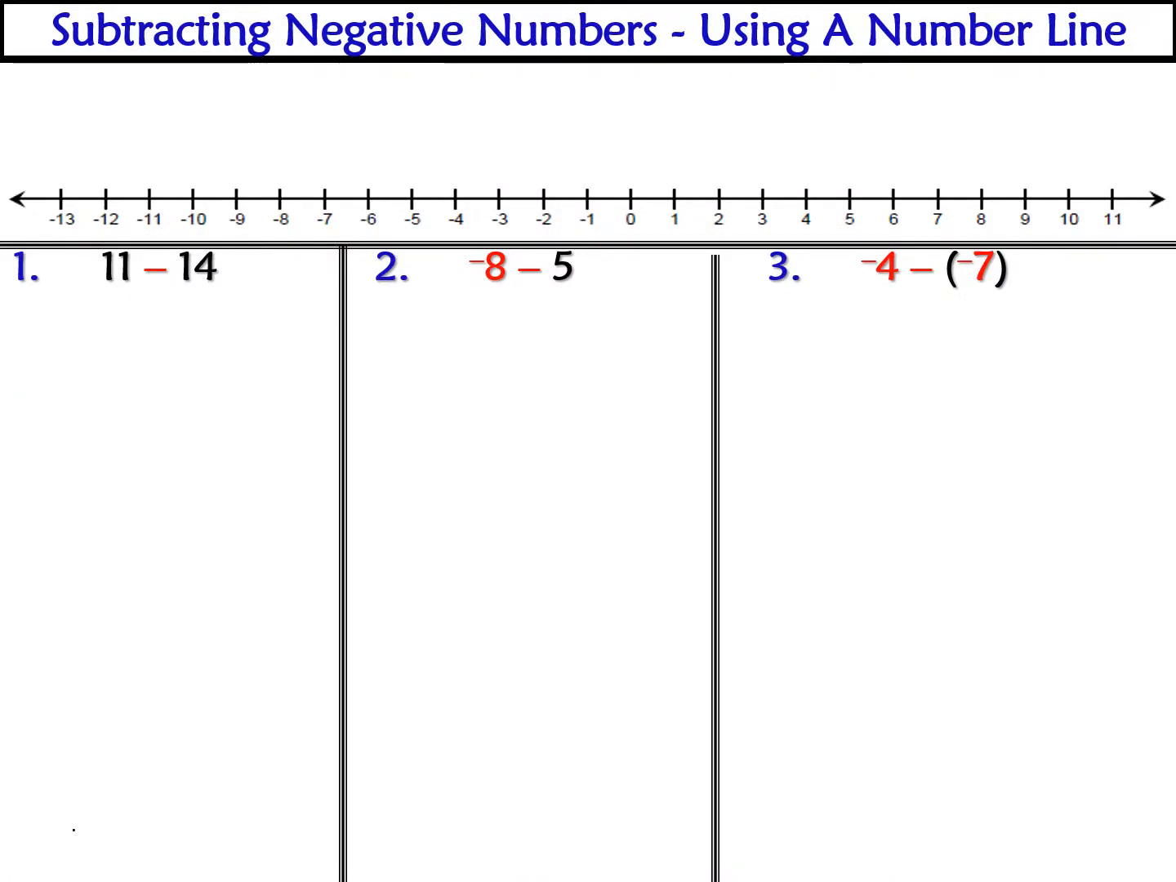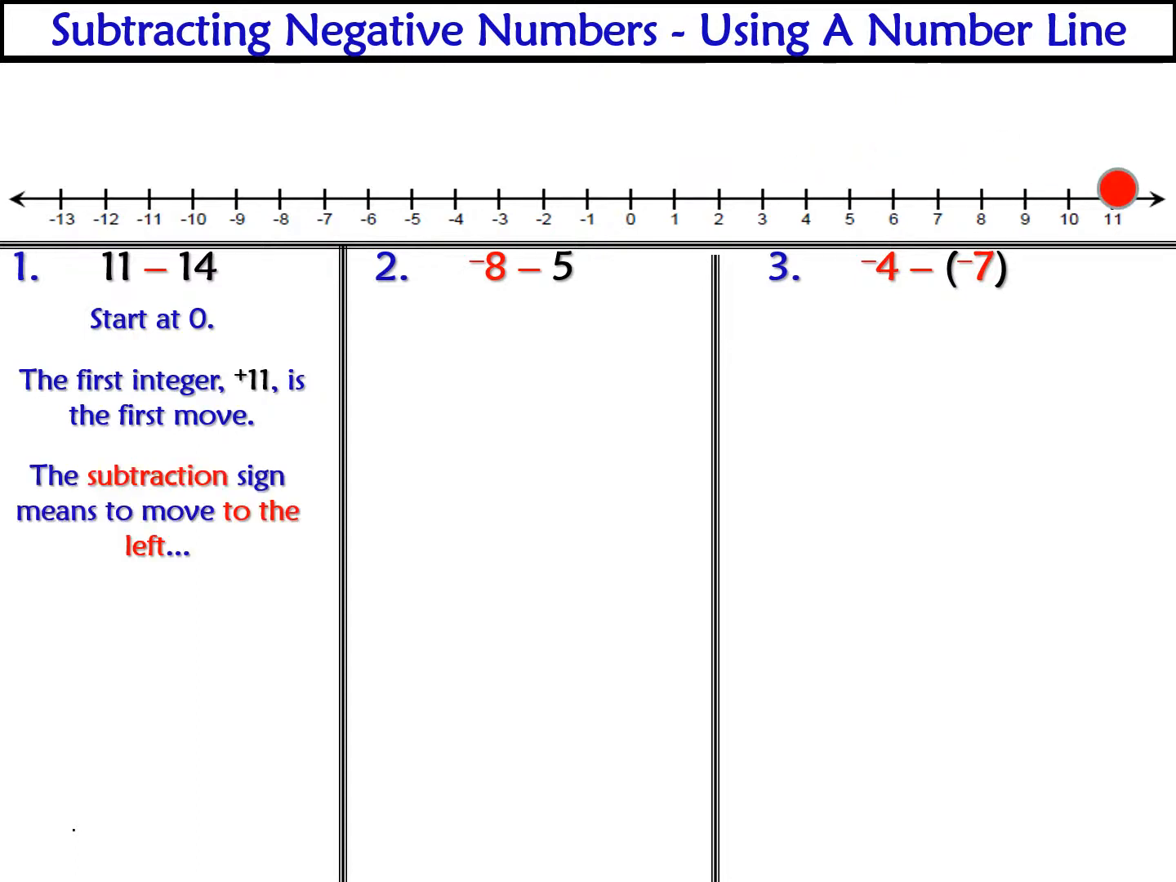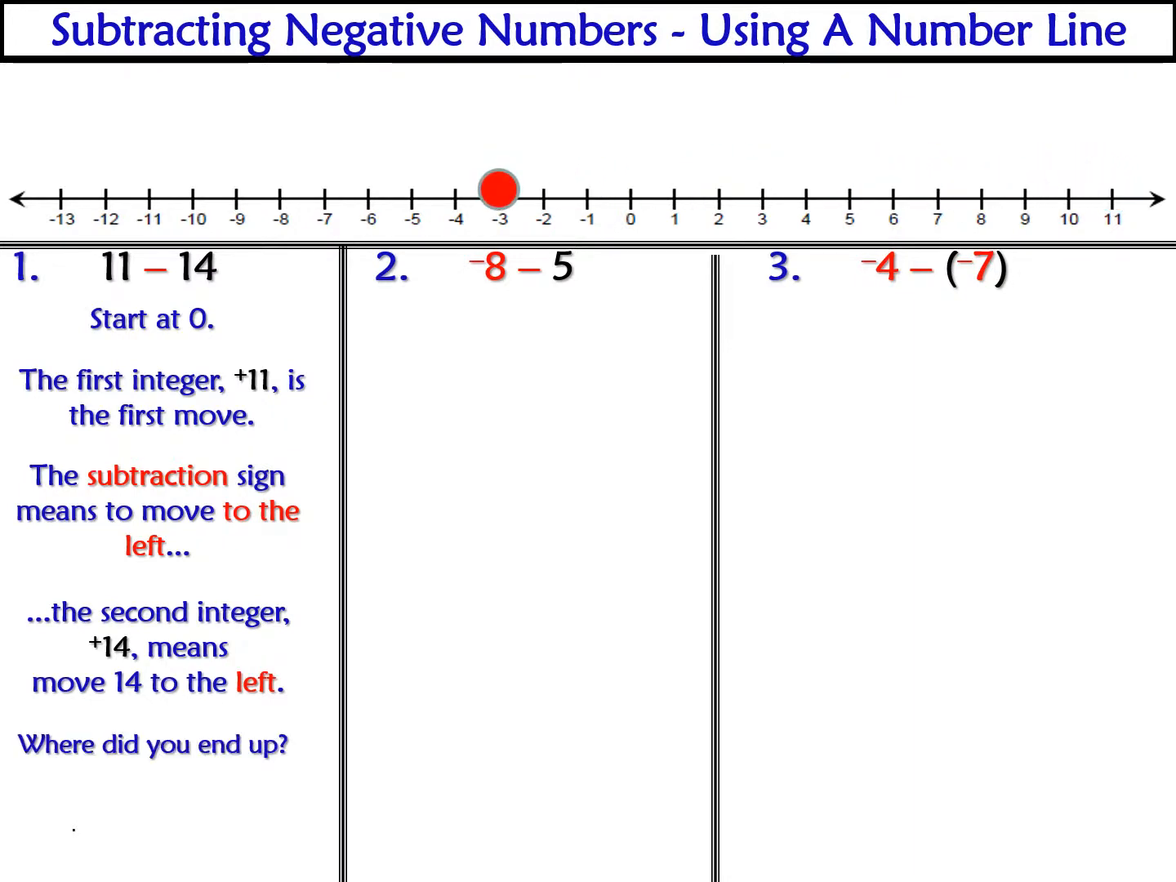Okay, let's work those same 3 problems again, but now we're going to do them on a number line. So, first problem. To model 11 minus 14, we're going to start at 0, and we're going to do whatever the first integer tells us to do. In this case, since it's positive 11, it's telling us to move forward 11 spaces. Now, since this is a subtraction problem, the second movement is going to be to the left. How far? We're going to move 14 to the left. So here we go. Where'd we end up? We ended up at negative 3.